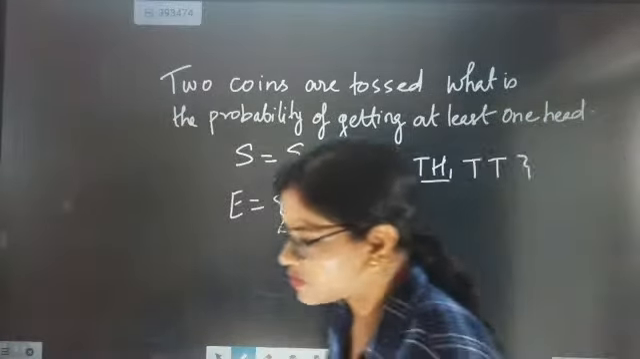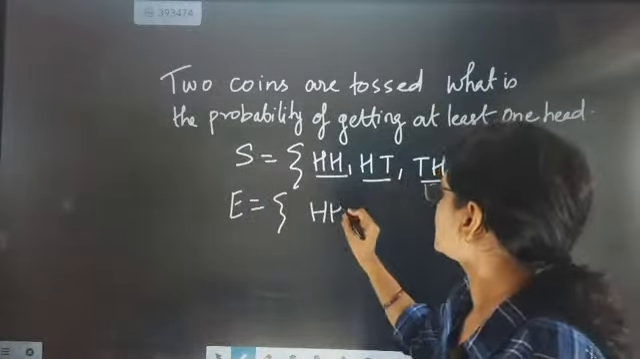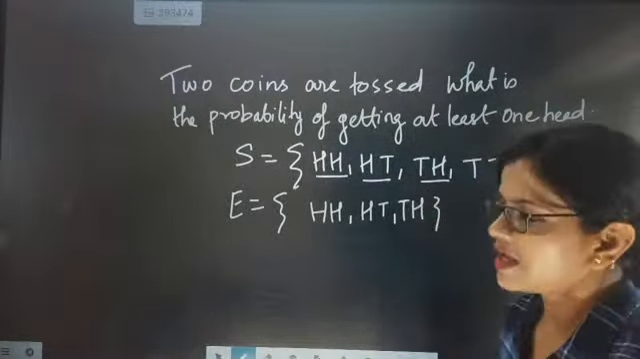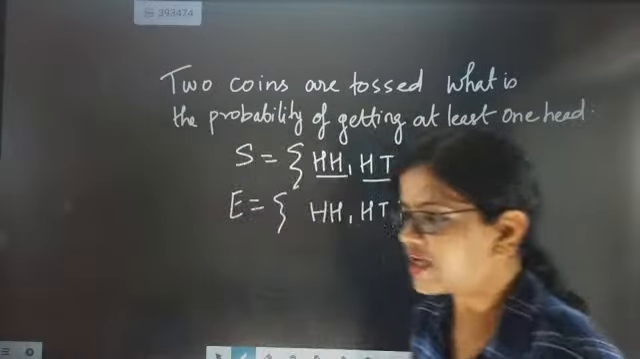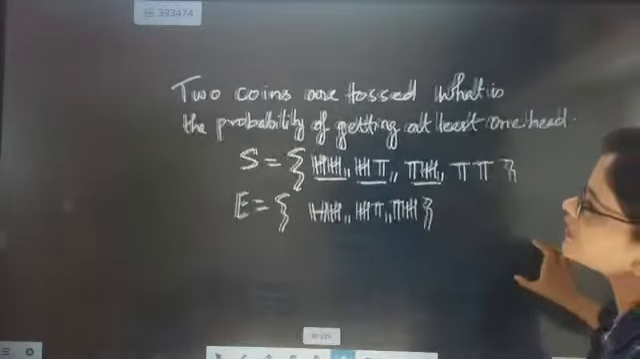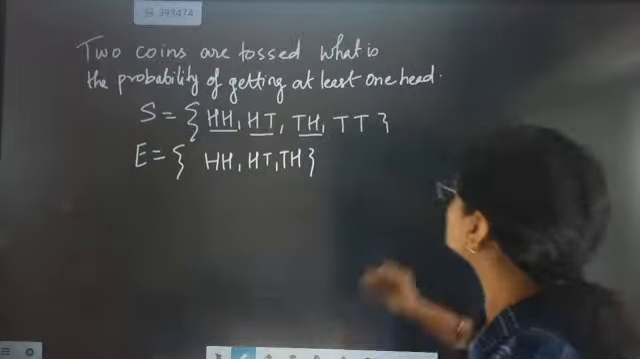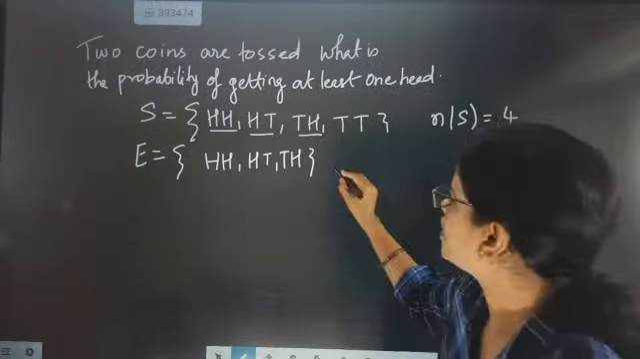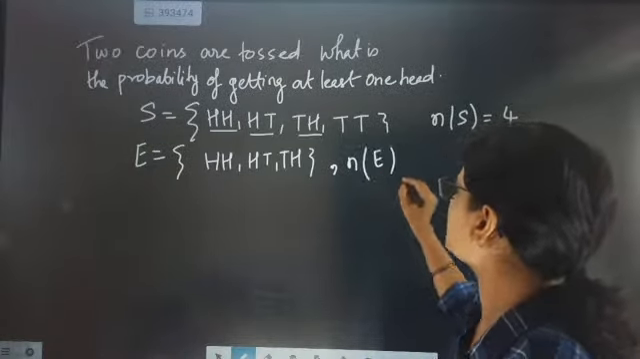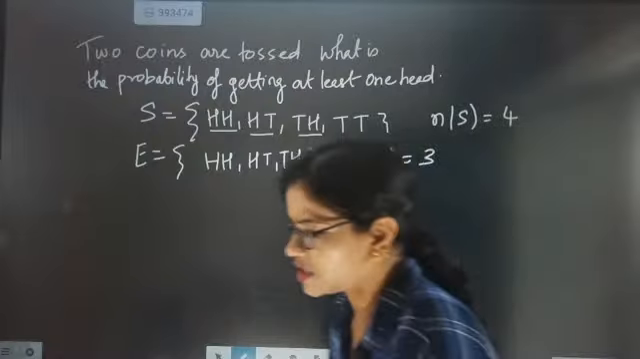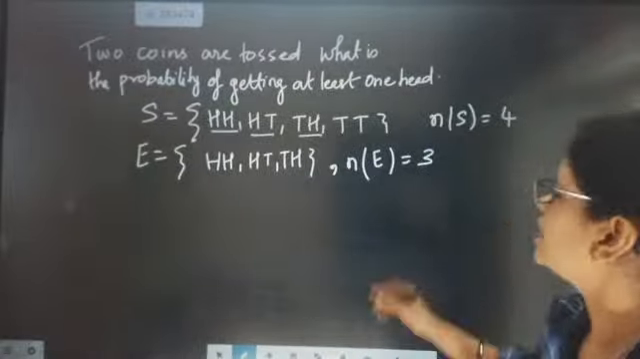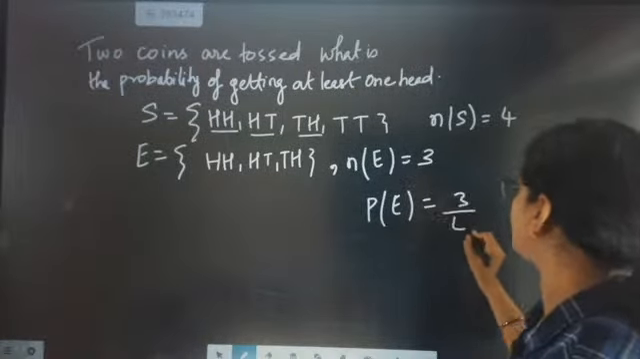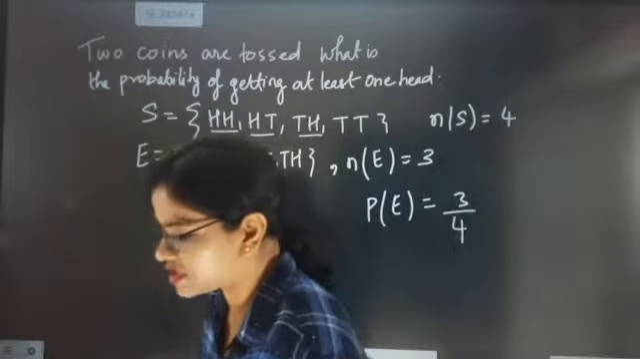So it is going to come as HH, HT and TH. Now we have to get the numbers. What is the number of sample space? The total number of sample space is 4. The number of favourable events is 3. So the probability of getting the event is 3 by 4.